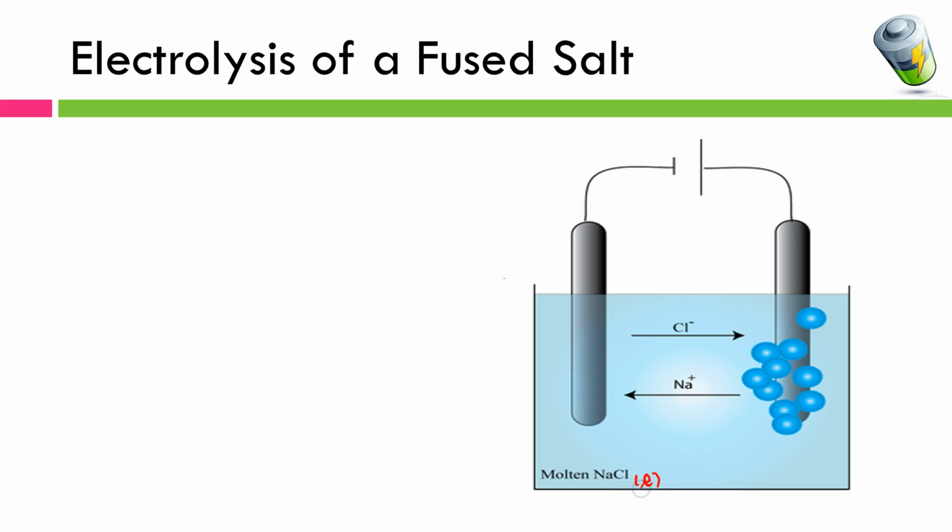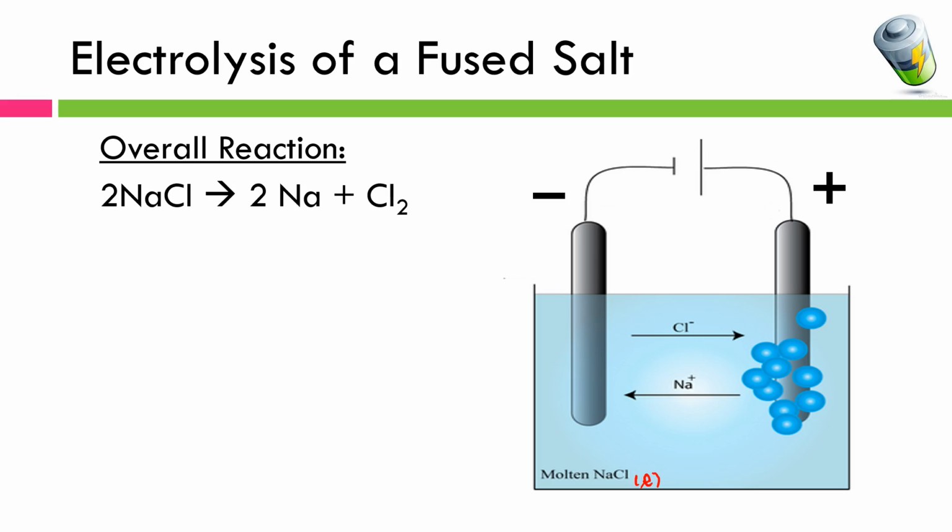It's going to be extremely hot. So we've got to get sodium chloride up to its melting point in order for this to work. If you think about what's really going on here, it's simply breaking sodium chloride apart into its elements. We know that the sodium ions are going to be attracted to the negatively charged electrode, and that the chloride ions are going to be attracted to the positively charged electrode. Here's our overall reaction: sodium chloride decomposing into sodium and chlorine.